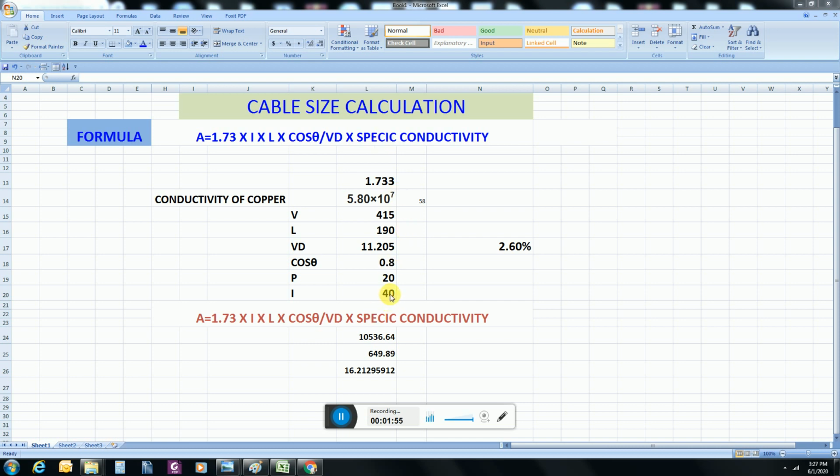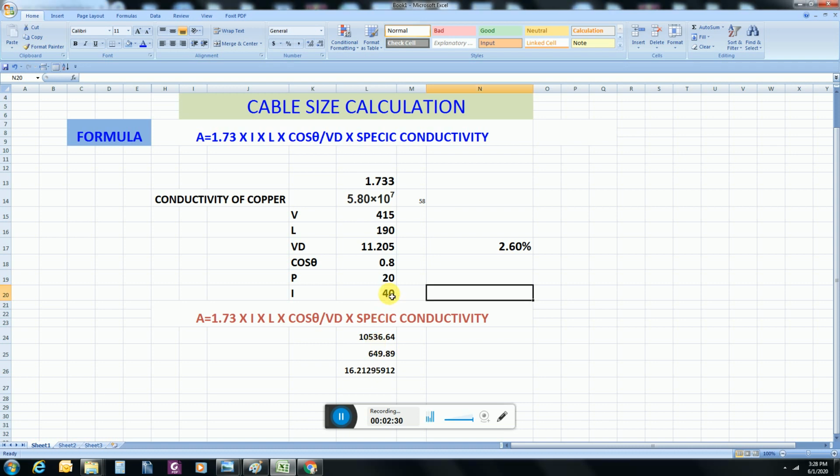For example, here I rewrite this formula again. After multiplying 1.73 with the current, that is 40, then the length, then the power factor, I get this value. After that, multiplying the voltage drop with the specific conductivity of the conductor, I get this value. Then after dividing these, I get this value.